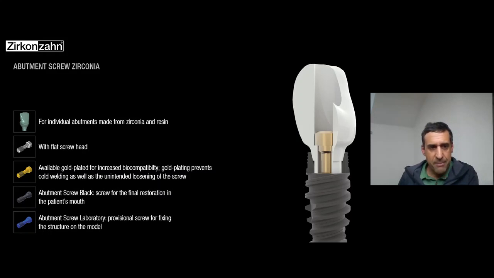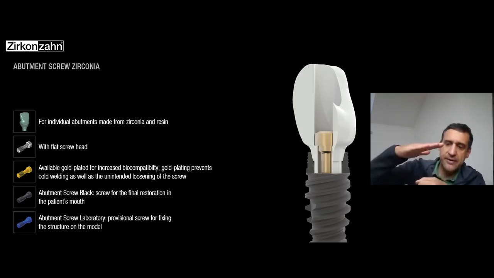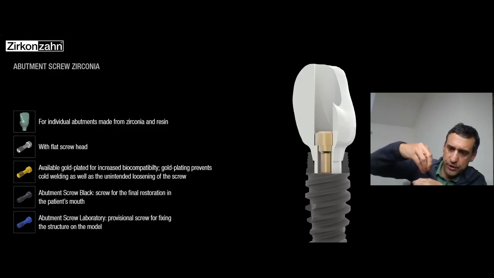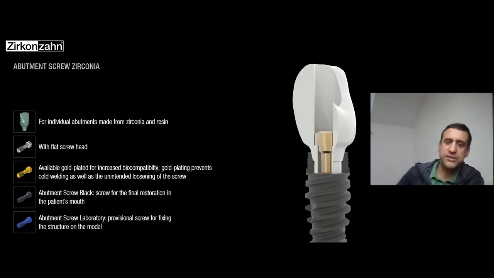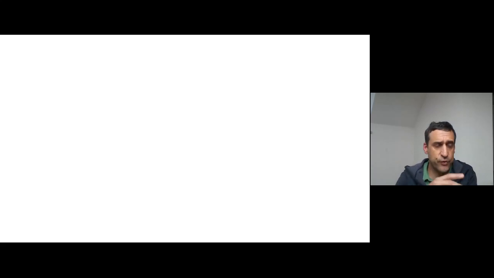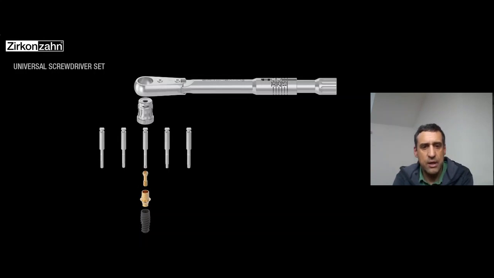Okay, so about the abutment screw for zirconia. Of course, the screw is flat. As I told you before, it is important that the flat area is on top on the zirconia, not the conical, because the conical can break the material, of course. And for metal, you can basically use both screws.